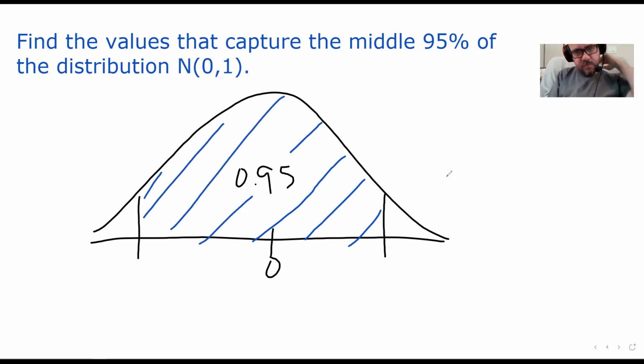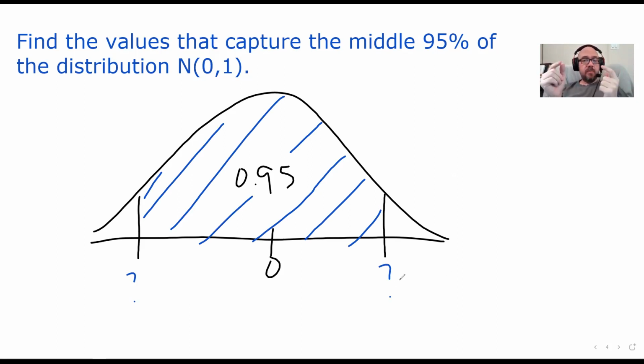Right, so that's 95% of this distribution. It's the middle 95%. And I want to know what are these numbers. Now, one thing I should point out is that these numbers are symmetrical, right? They're the same distance on either side of the mean. So if I find one of them, I don't really need to find the other one. It's just the positive, right? If this is -2, then this is +2.